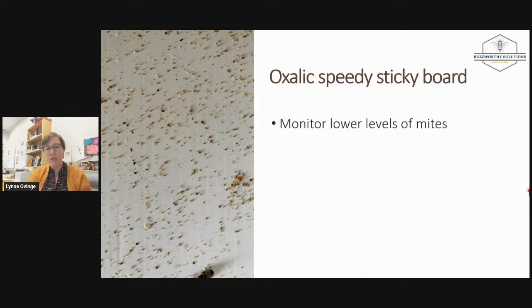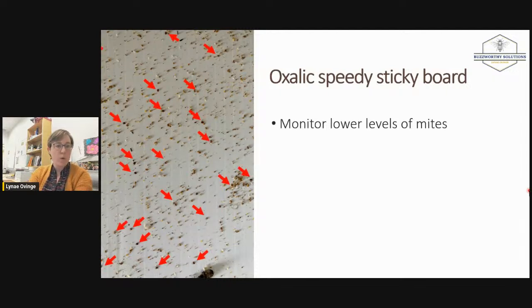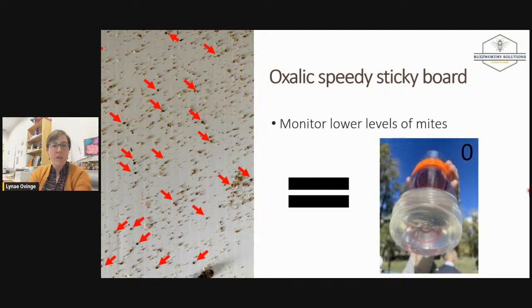And the thing I want to point out is that it's really useful when you need to monitor lower levels of mites, okay? So this is a lower one, and those are all the mites we see. I think I counted 21 or something. And this came from a hive that had a Varroa shake of 0.